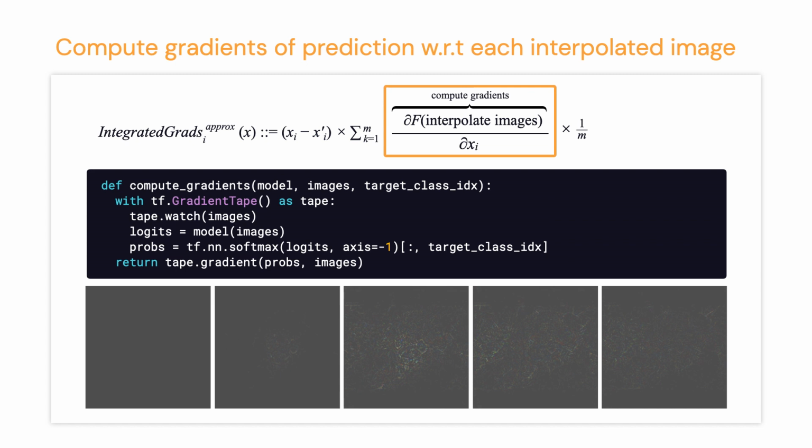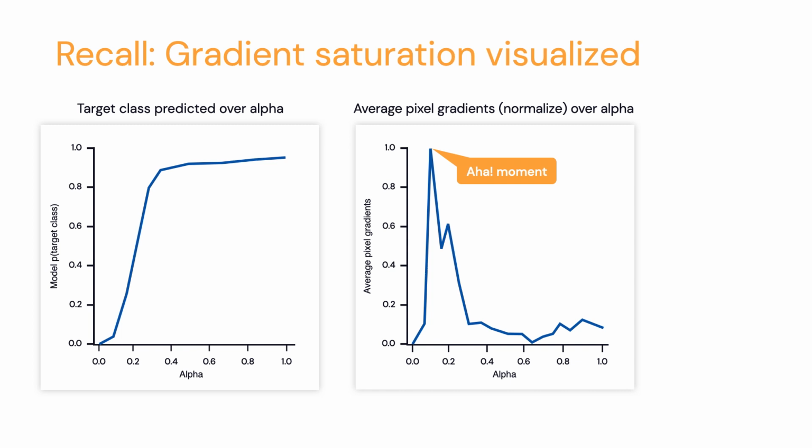Let's visualize the gradients from the previous step to connect theory to practice. Hopefully these charts look familiar from the integrated gradients intuition slide. This plot shows how your model's confidence in the fireboat class varies across alphas on the left.